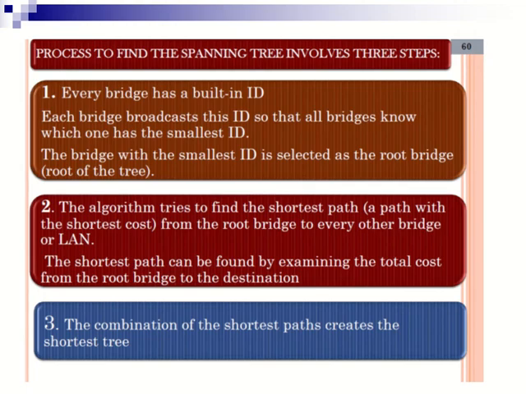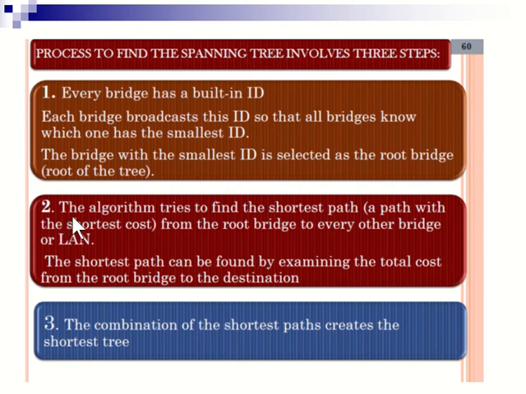According to the spanning tree algorithm, finding the spanning tree involves three steps. Let us see what the three steps are. Step 1: every bridge has a built-in ID. Each bridge broadcasts this ID so that all the bridges know which one has the smallest ID, and the smallest ID bridge is selected as the root bridge. I'll explain what the root bridge is while solving the problem.